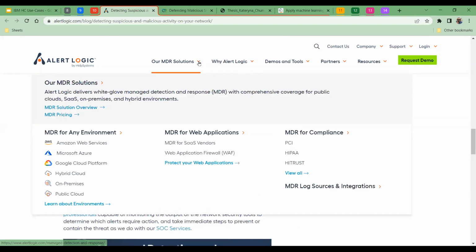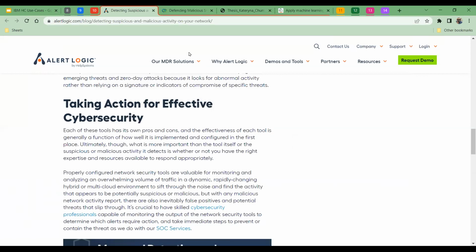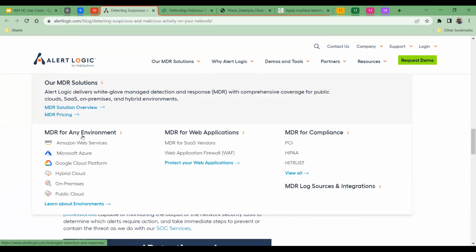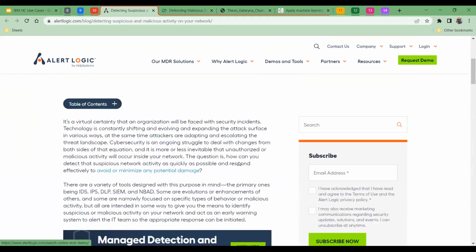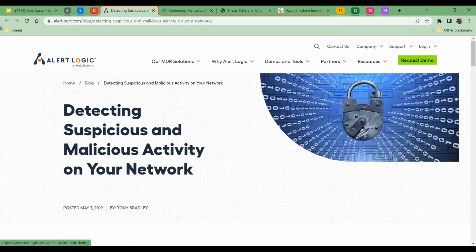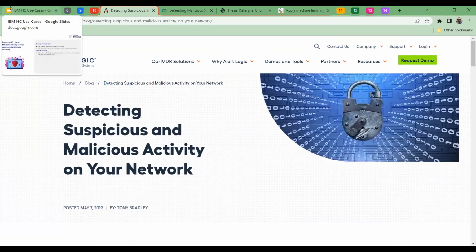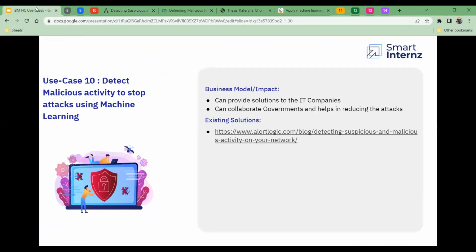They have discussed more about how they are doing it, what the different types of solutions are, and on which platforms they provide these services. As you can see, MDR for any environment, Amazon Web Services, Microsoft, and they have created a good service. This is about the company Alert Logic. It will alert you when a malicious activity is going to happen or is happening.